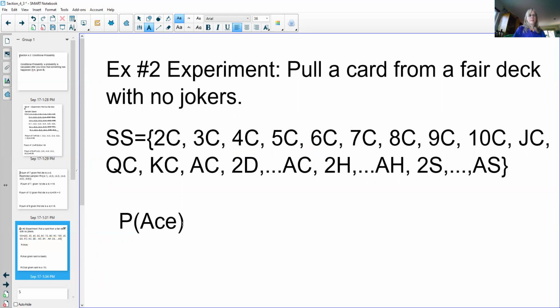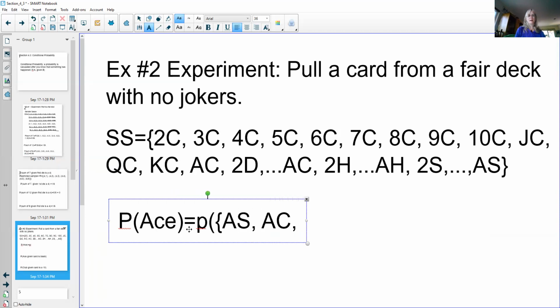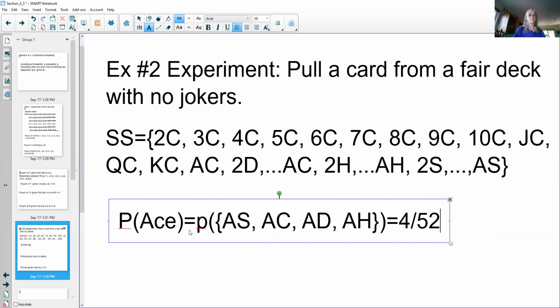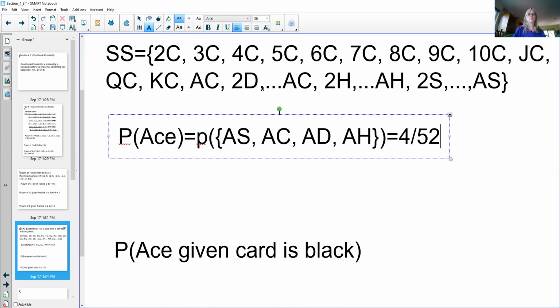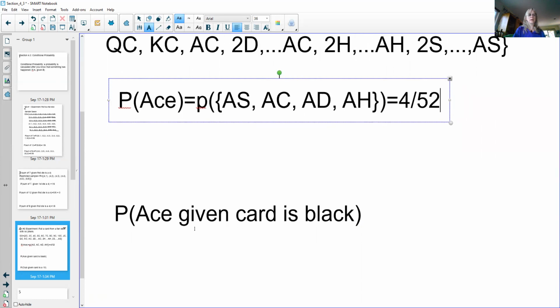And then I can find the probability of an ace. So the probability of an ace would be the probability of getting any one of the aces. So my event space would be Ace of spades, ace of clubs, ace of diamonds, and ace of hearts. So again, you're just going to count how many there were: 1, 2, 3, 4 out of 52 cards.